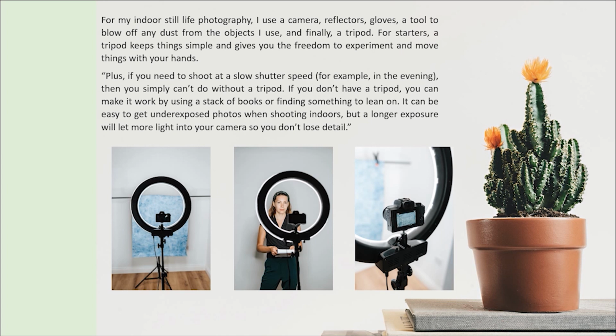If you don't have a tripod, you can make it work by using a stack of books or finding something to lean on. It can be easy to get underexposed photos when shooting indoors, but a longer exposure will let more light into your camera, so you don't lose detail.